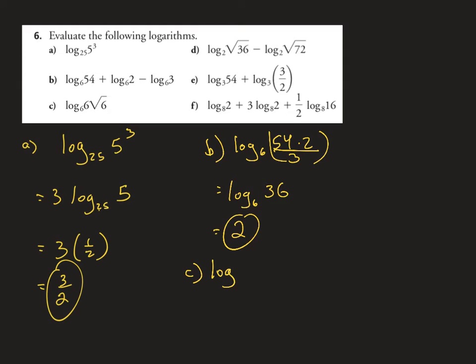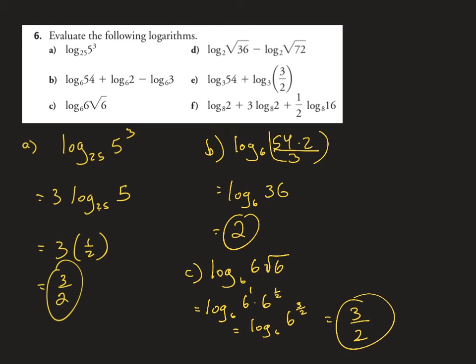Part C. Log base 6 of 6 root 6. Okay, so that's going to be equal to log base 6 of 6 times 6 to the 1/2, so 6 to the 1 times 6 to the 1/2, which equals log base 6 of 6 to the 3/2, 1.5, which just equals 3/2.